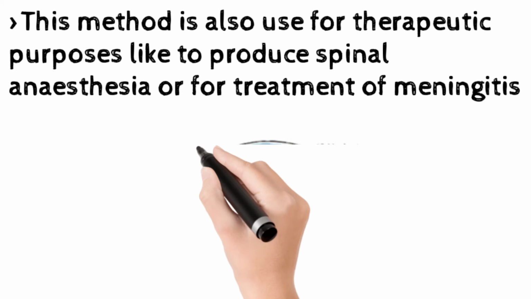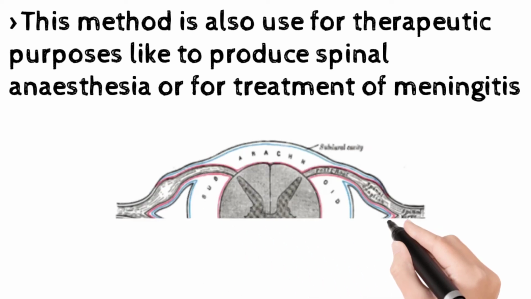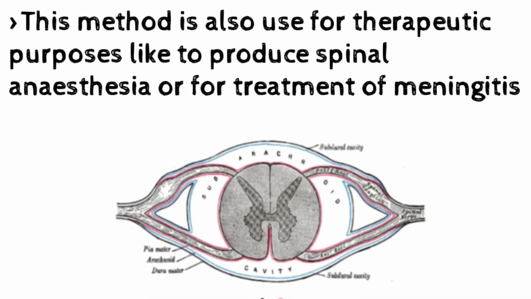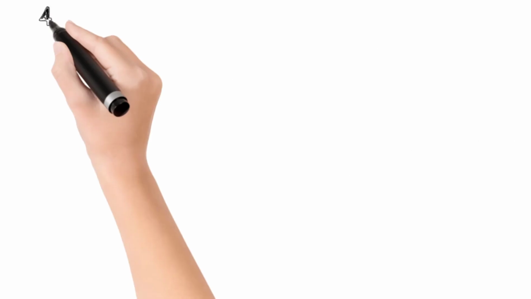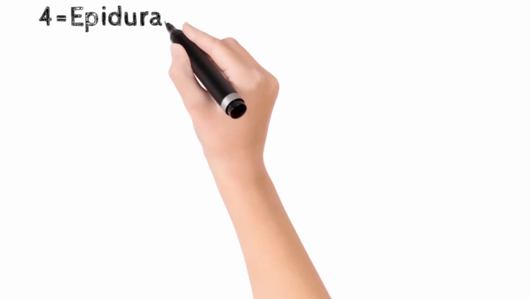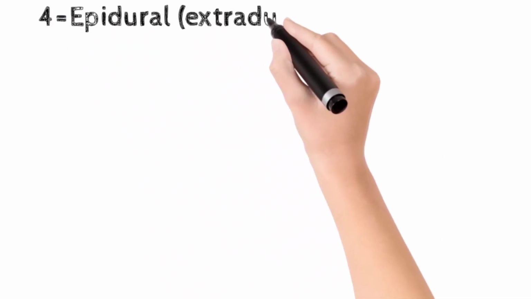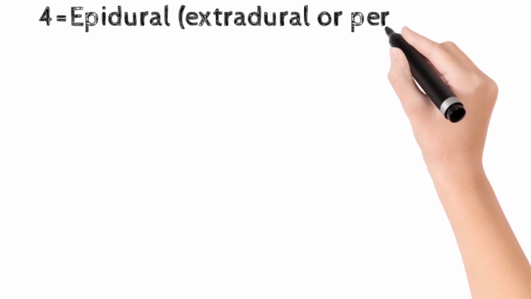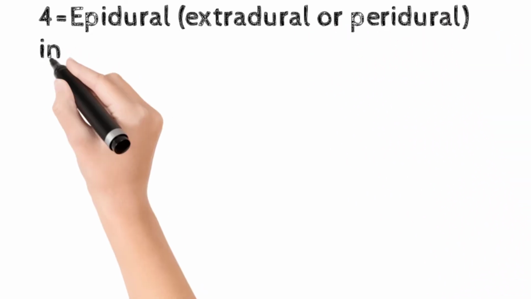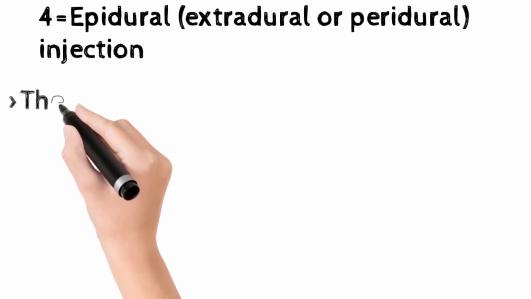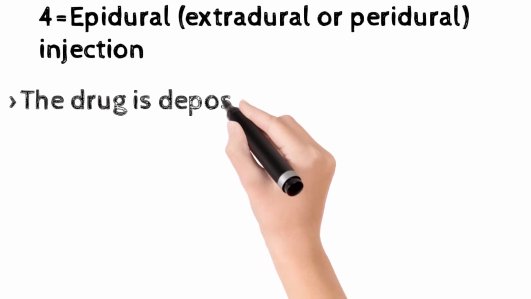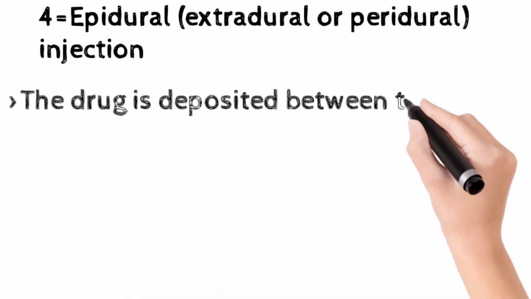Now look at this diagram. Here the subarachnoid space between pia mater and arachnoid mater. Below the arachnoid mater and above the pia mater, there is a subarachnoid space. Now next is the epidural or extradural or peridural route injection. This is also the localized method.